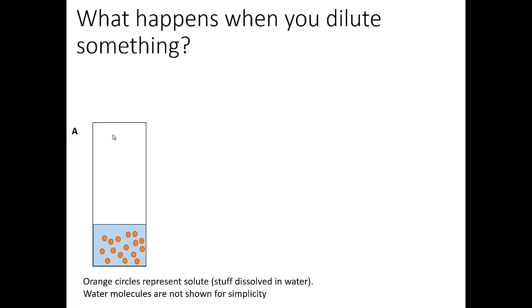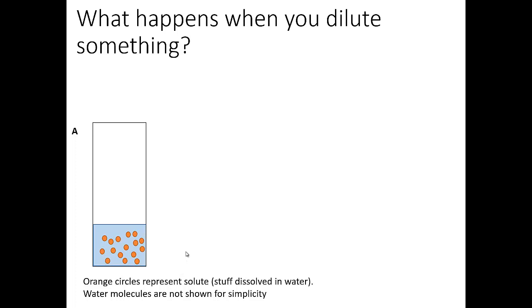So here I have represented a container that has a solution in it. So remember, a solution is where we have some particles or some stuff. In this case, that's represented by the orange little circles dissolved in some solvent. In our case, it's water. I have not shown the water molecules for simplicity. I just denoted water by that blue background, right?